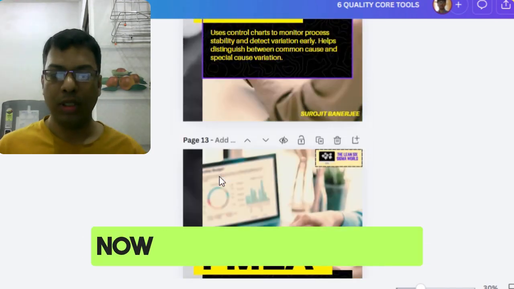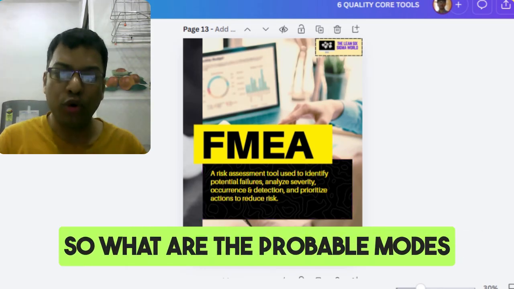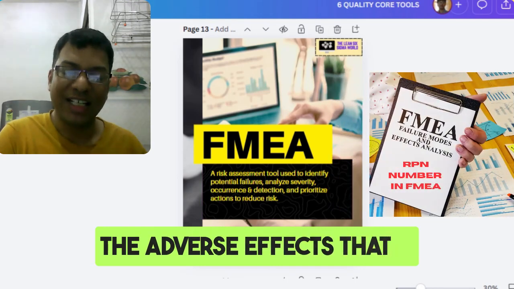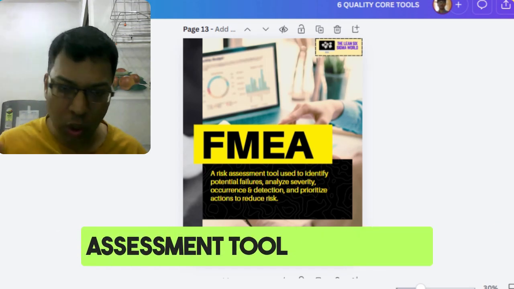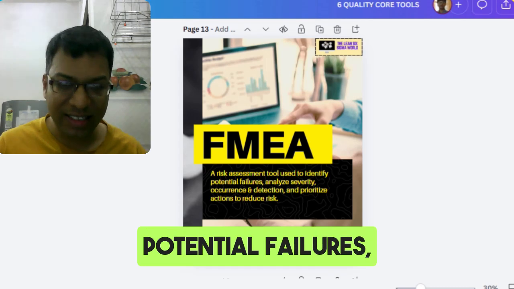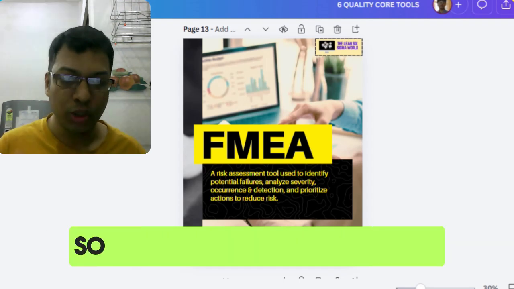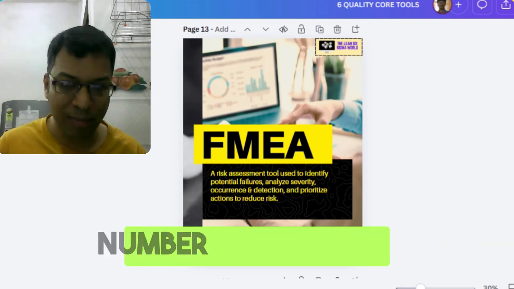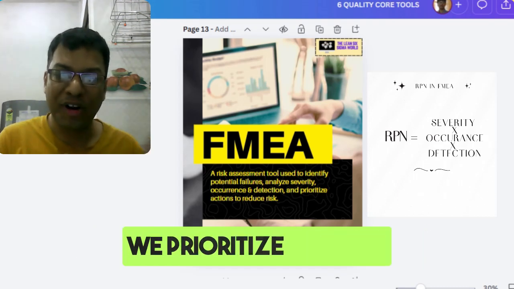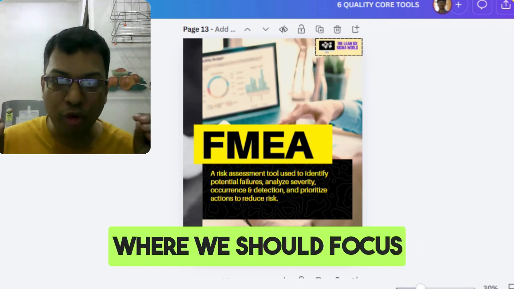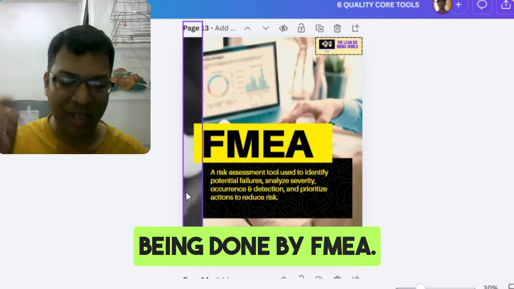Now, FMEA. FMEA is nothing but failure modes and effects analysis. So what are the probable modes of failures and what are the adverse effects? That is analyzed in FMEA. Okay, so it is a risk assessment tool that is used to identify potential failures, analyze the severity, occurrence, and detection, and prioritize action to reduce the risk. So in FMEA, we find out one term, that is the RPN number, which is equal to severity into occurrence into detection, and accordingly we prioritize the risk, and decide where we should focus and where we should take action immediately. Okay, so that is done by FMEA.